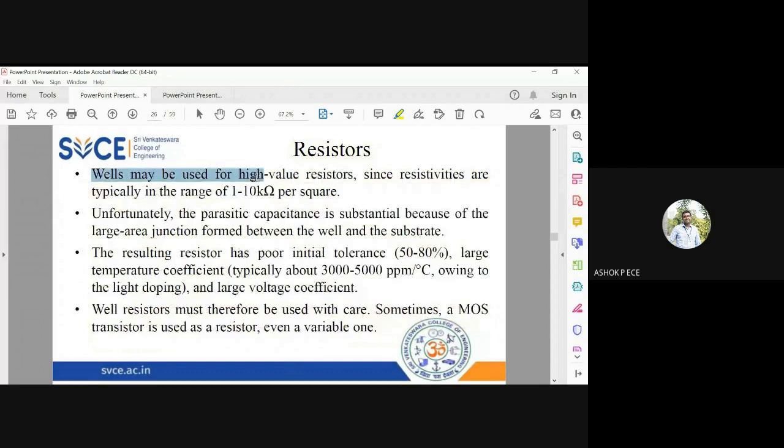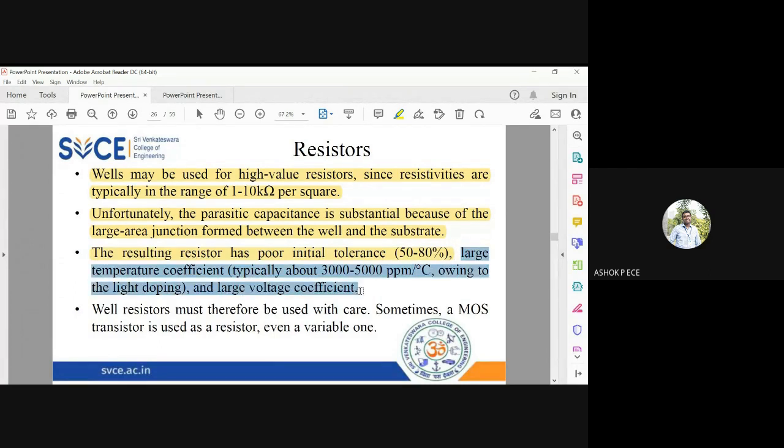So I can also use wells for high value resistance, and the resistivities are going to be very high in the well. So I can create a well type structure while fabricating, and I can use that for creating a high resistance effect. But unfortunately, when you have a well, the parasitic capacitive effect will be there. So the parasitics are going to be dominant for well type resistors. So the resulting resistance will have poor tolerance. 50 to 80% is very high, or I can say the resistor is going to be completely useless, and the temperature coefficient is also very large.